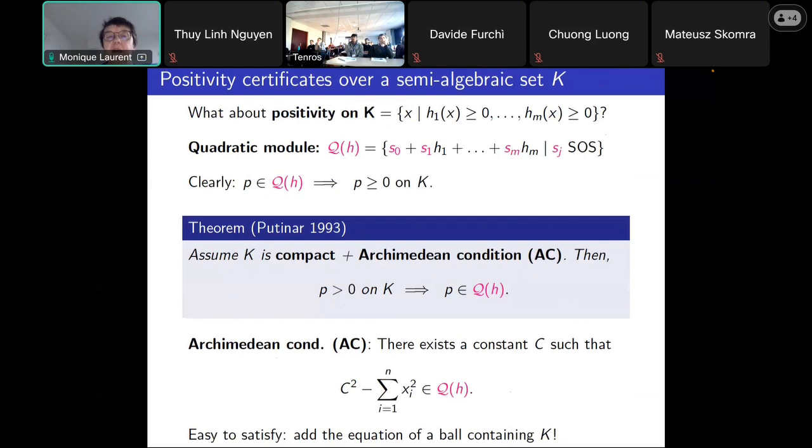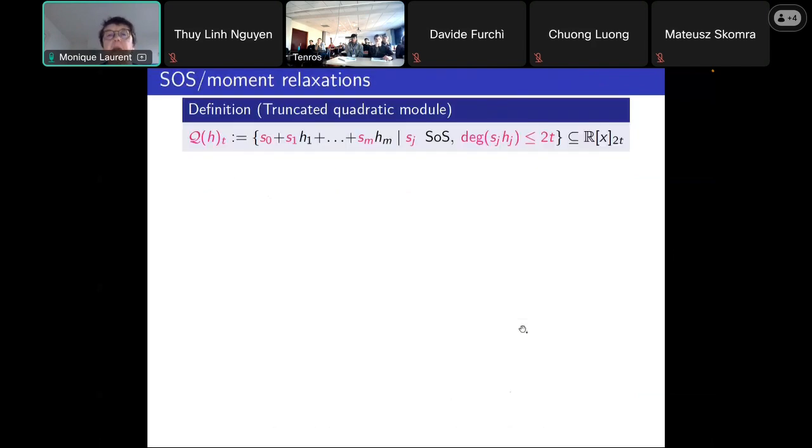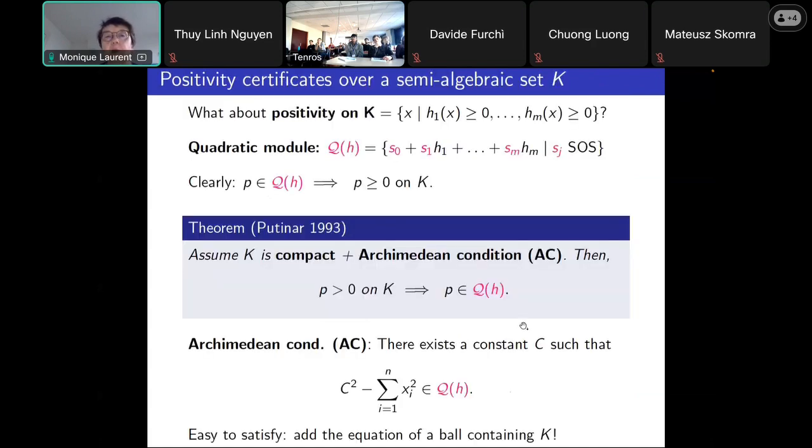So now that we have this theorem in hand, let us see how we can proceed to define a hierarchy of bounds that converge asymptotically to the minimum of P. First of all, if we go back to the definition of the quadratic module, we see that these polynomials Sj are just constrained to be sums of squares. But if I want something which I can compute with, we should put a degree bound on the Sj. And this is the next thing to do.